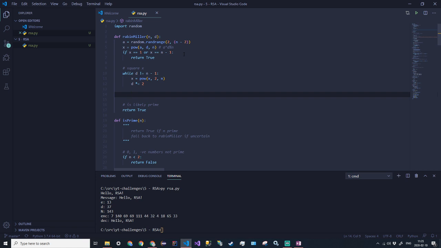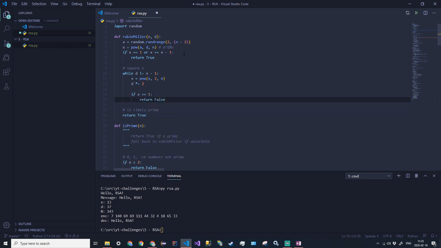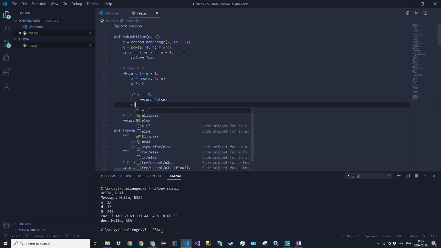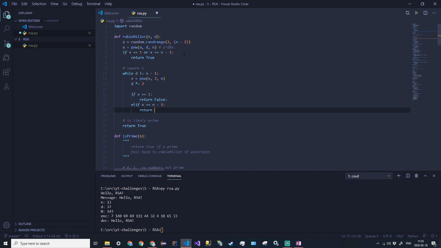And then we essentially want to have the same conditions, but if x is equal to 1, we know that this number is not prime, it's a composite. And otherwise, if x is equal to n minus 1, return true.